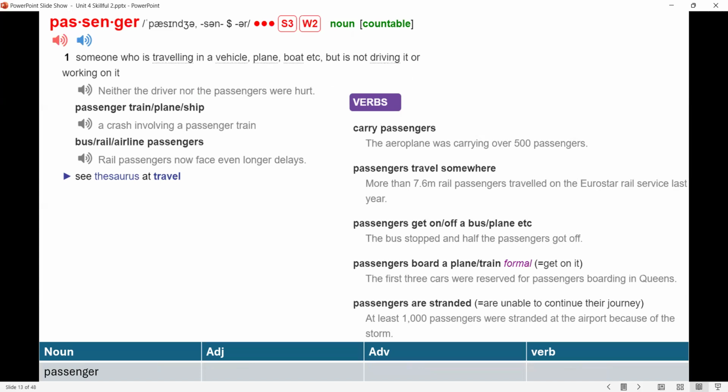Passenger. A passenger is someone who's traveling in a vehicle, plane, boat, etc., but is not driving it or working on it. You can use these phrases with it. You can say passenger train, passenger plane, passenger ship, bus passengers, rail passengers, airline passengers, carry passengers, like the airplane was carrying over 500 passengers. Passengers travel somewhere, for example, more than 7.6 million rail passengers traveled on the Eurostar rail service last year. Or passengers get on the bus, passengers get off the bus, passengers get on the plane, passengers get off the plane. Or more formal vocabulary, passengers board a plane, passengers board a train. Or passengers are stranded.